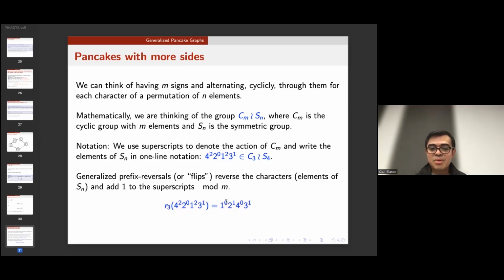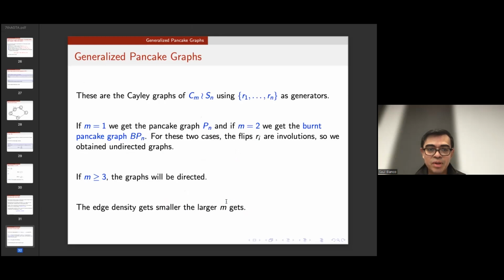All right. So this is how you get these generalized pancake graphs, and then you can get more graphs as well. So we were interested in understanding these properties. Again, this generalized pancake graph would be Cayley graphs on this group using the prefix reversals as generators. And like I mentioned, if you have m equals 1, you get the regular pancake graph. If m is 2, then you get the burnt pancake graph, and so on and so forth.